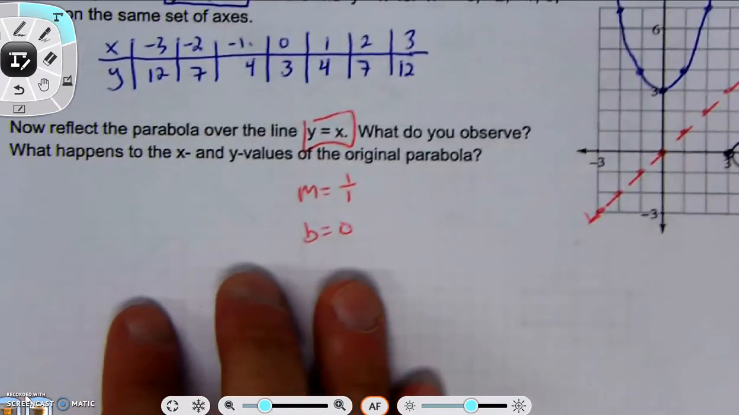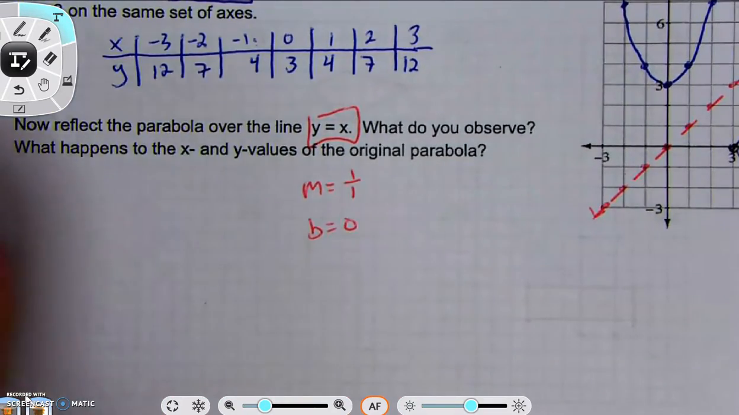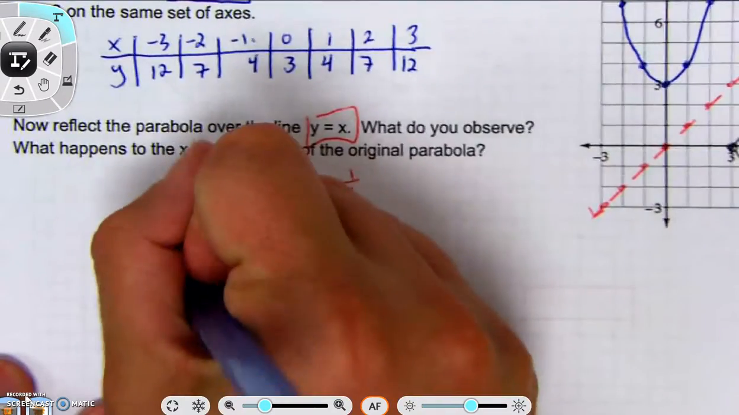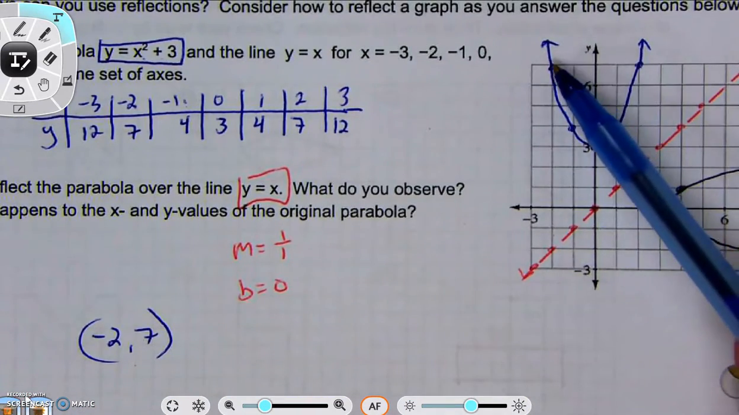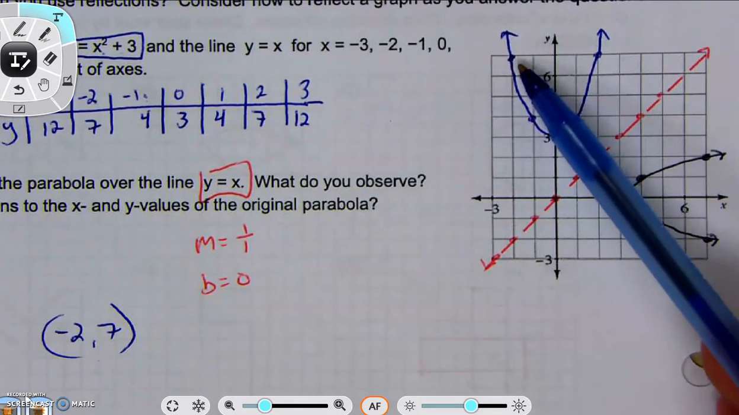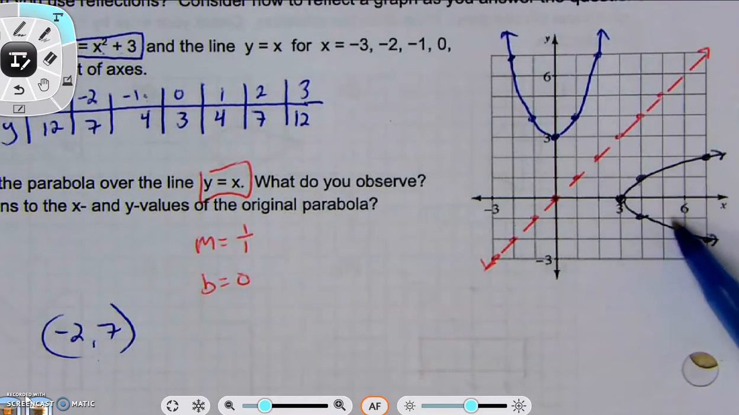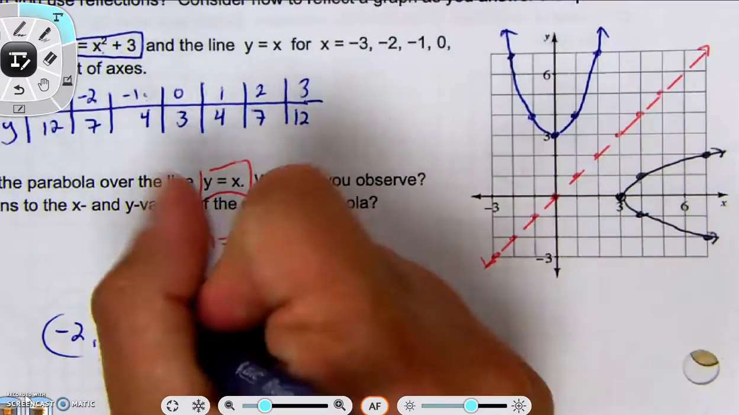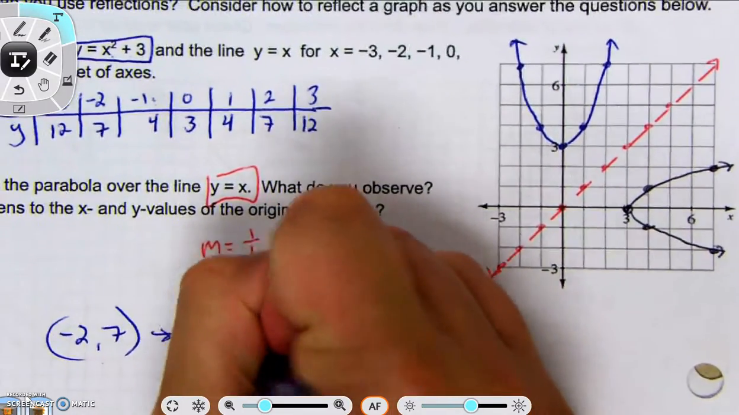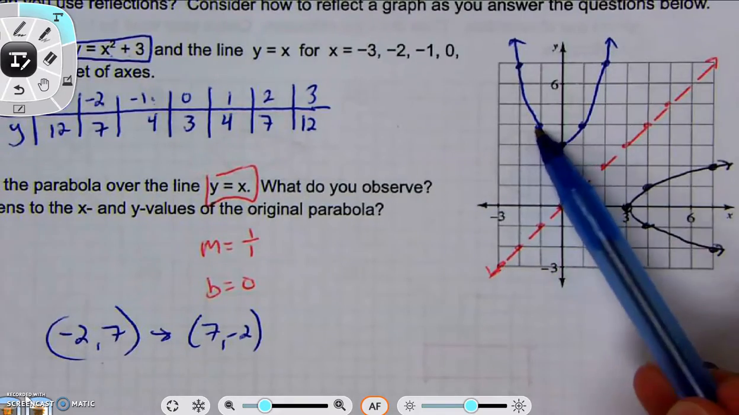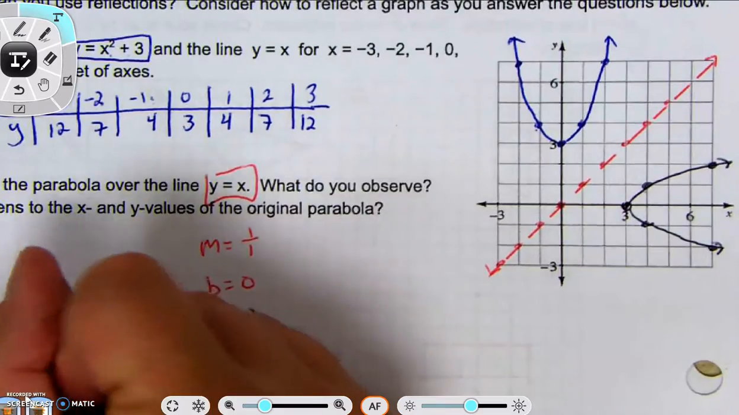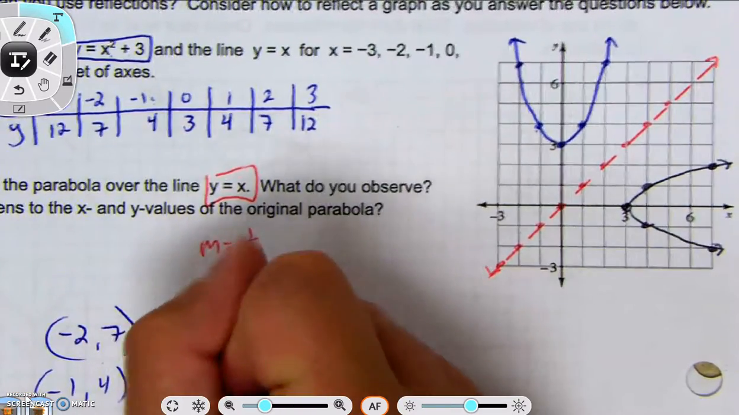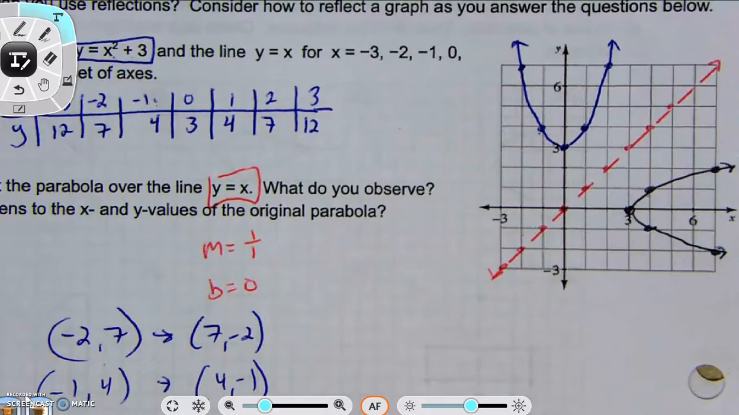So one of the other questions says, what happens to the x and y values? So a couple of the points, if we look at negative 2, 7 was this point up here, and that turned into reflecting it over to this one, which is 7, negative 2. Then I have negative 1, 4. This point, if I reflected it, matches up with this one, which is 4, negative 1. And then 0, 3 turned into 3, 0.